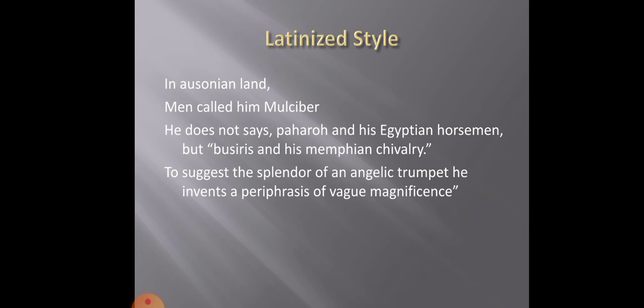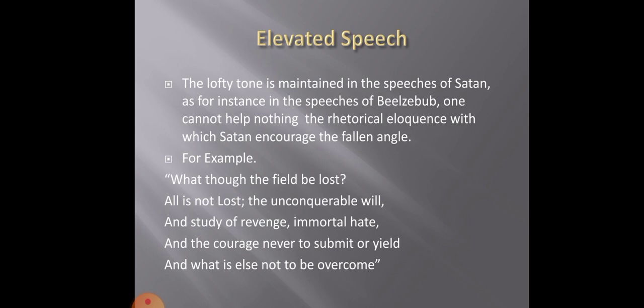Latinized style: because he was a scholar, he has used a lot of words from Latin too. He does not say Pharaoh and his Egyptian horsemen, but Busiris and Memphian chivalry, to suggest the splendor of an angelic triumph. He invents periphrases, a vague magnificence. Meaning directly he does not convey the message; indirectly he tells what is to be conveyed there. So this is periphrasis, when the writer is not conveying directly and uses certain indirect expressions.